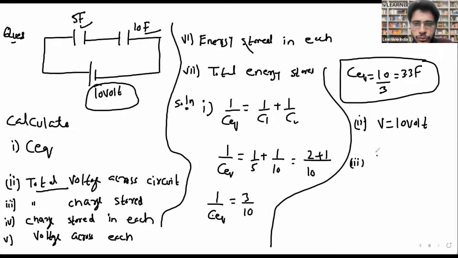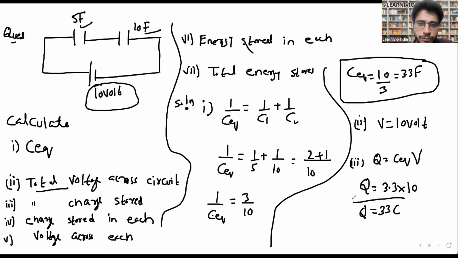So total charge is C equivalent multiplied by V. So you can say total charge is C equivalent, which is 3.3, multiplied by V, which is 10. So Q is 33 coulomb. So this is the total charge stored, which is 33 coulomb. I'm just taking your answer, Abdullah. Just give me 2 minutes.